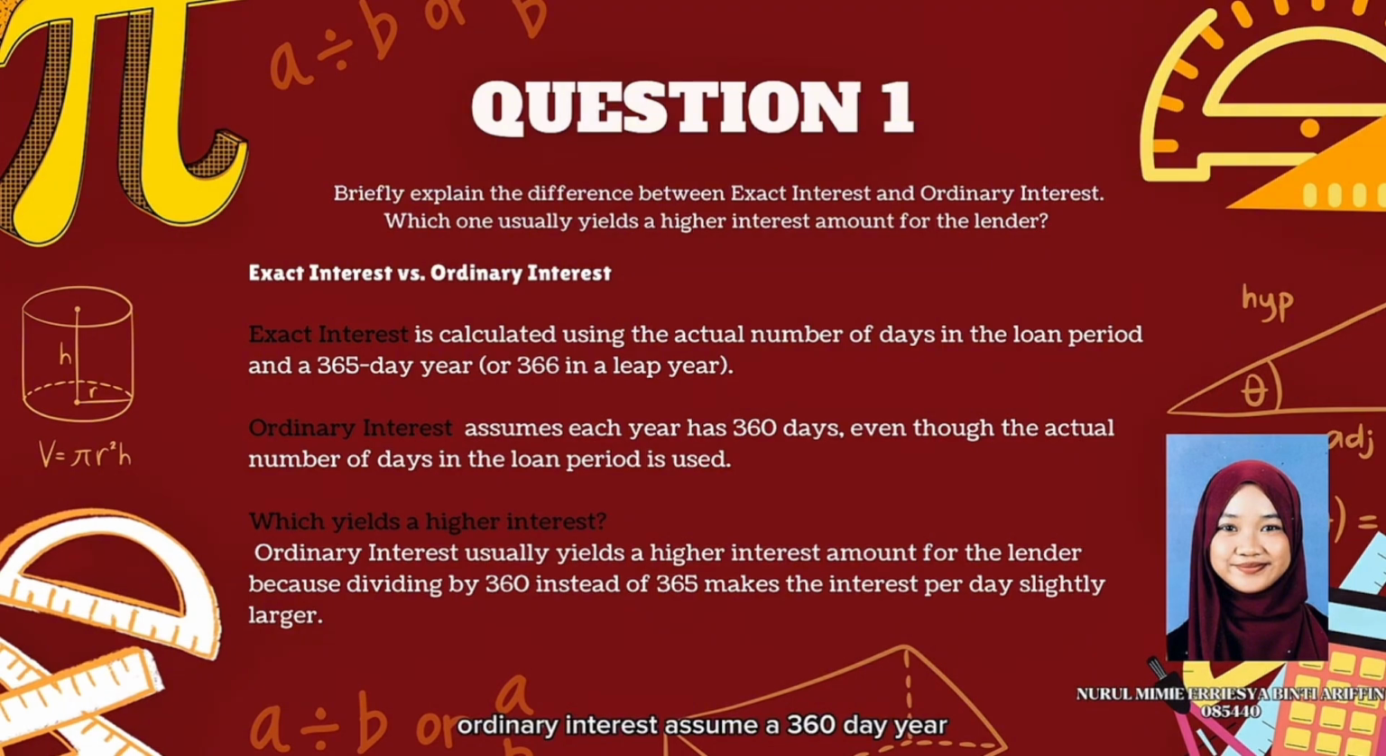Ordinary interest assumes a 360-day year. Because the year is shortened, the interest per day is slightly higher, which gives the lender more money. Ordinary interest, because dividing by 360 makes each day's interest larger.